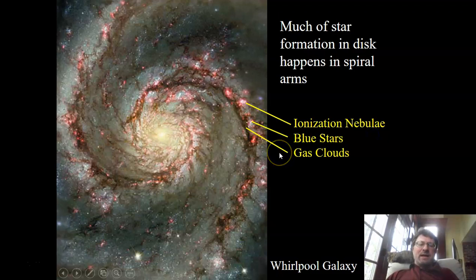So if you look at images of disk galaxies, here we see one face on. This is the famous Whirlpool galaxy, and you can see it has spiral arms that are coming out. And those spiral arms have these dusty gas clouds in them. And within those spiral arms, you see red regions. Those are those ionization nebulae we were talking about. And you also see blue stars. Those are young, bright blue stars that have recently formed in the arms of that galaxy.